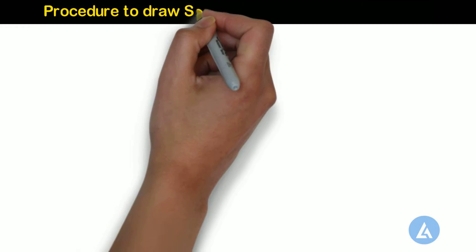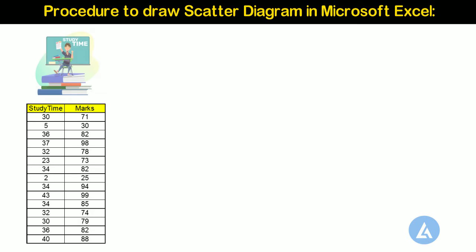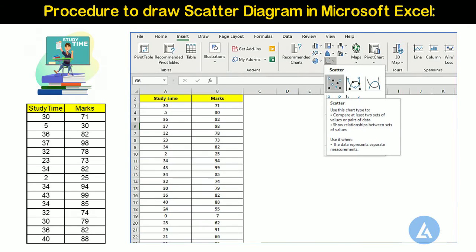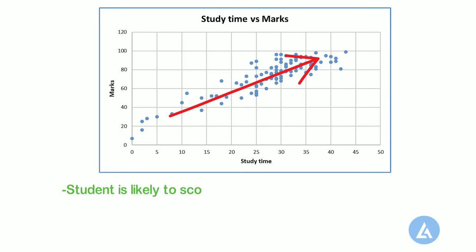Procedure to draw scatter diagram in Microsoft Excel. Step 1. Insert or copy the data in the worksheet for which you want to plot a scatter chart. Let's have an example of study time versus marks obtained in a particular examination. Step 2. Select the data, which you want to plot in the scatter chart. Step 3. On the Insert tab, in the Charts group, click Scatter. Step 4. Select the scatter chart type, and we will get the scatter diagram as below. We can see that a student is likely to score more marks, if he or she studies more.